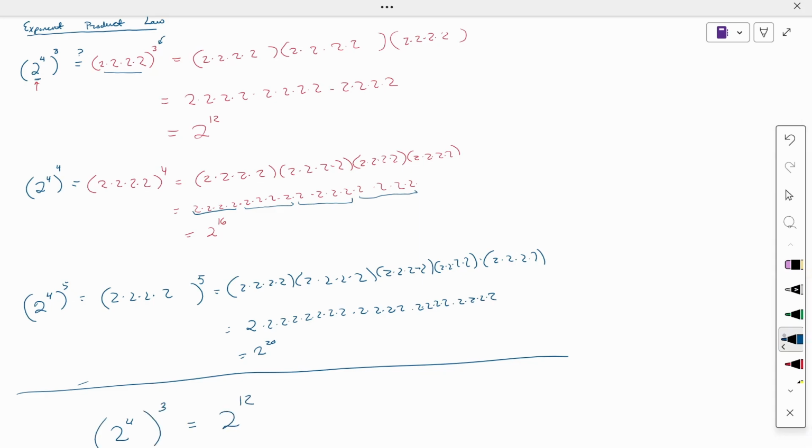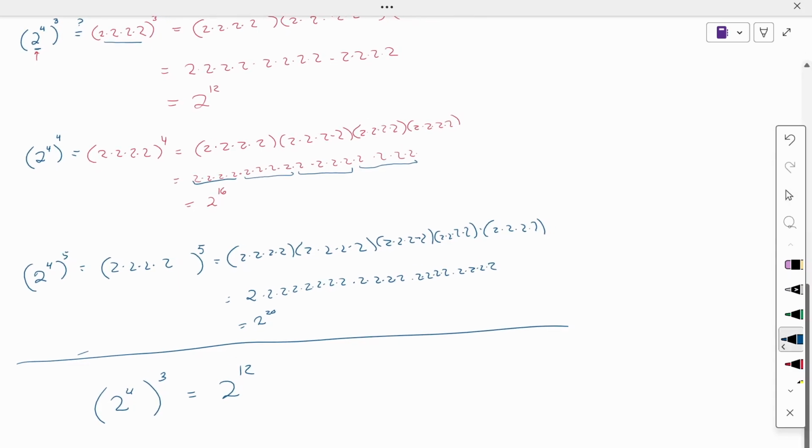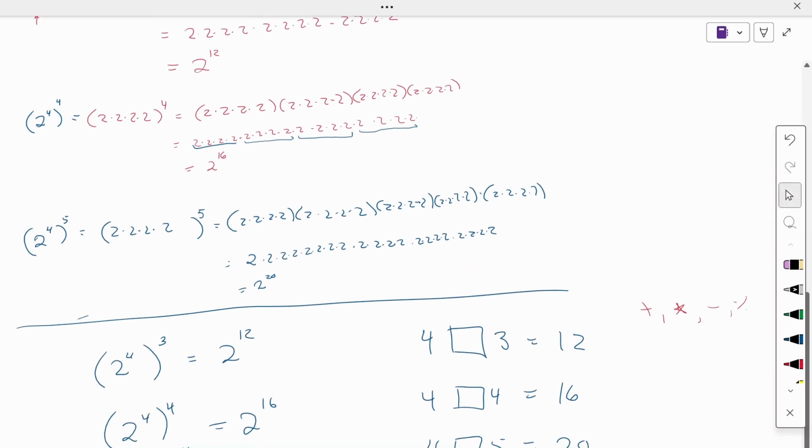All right, just as before, we're going to try to establish a relationship within our exponents. So we said that 2 to the fourth raised to the third is the same thing as 2 to the 12th. 2 to the fourth raised to the fourth is equal to 2 to the 16th. And 2 to the fourth to the fifth is 2 to the 20th. And so now we're going to ask ourselves, how can I relate 4, 3, and 12, 4, 4, and 16, 4, 5, and 20? If I'm only using the rules addition, multiplication, subtraction, and division.